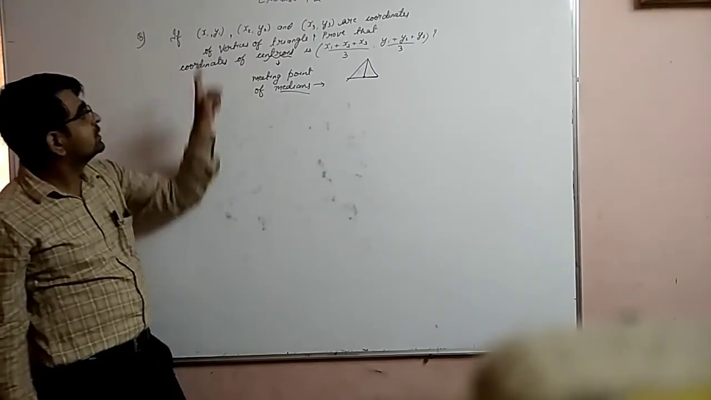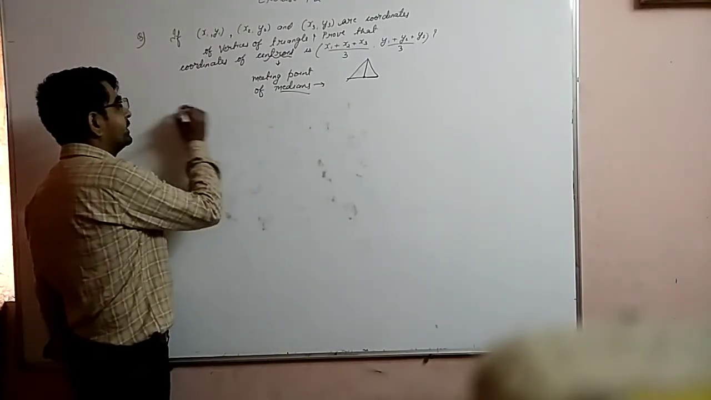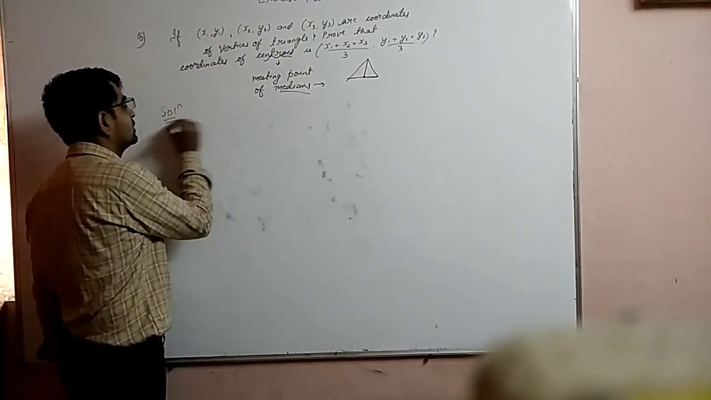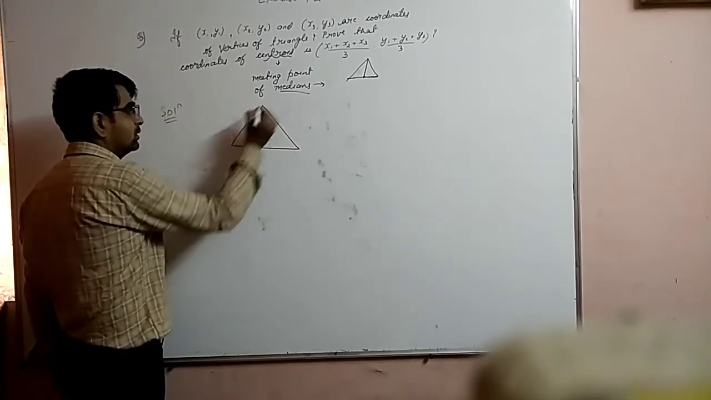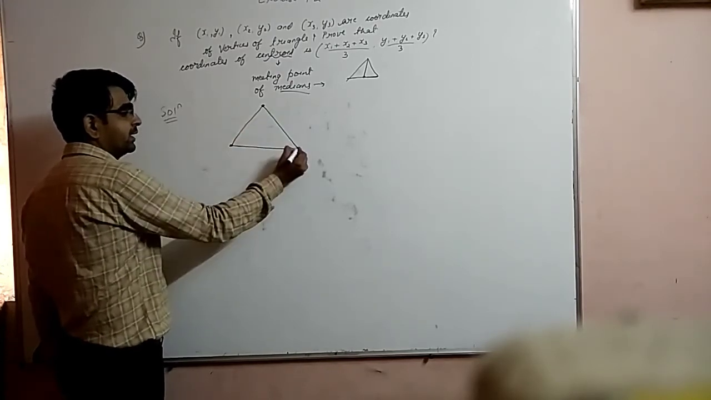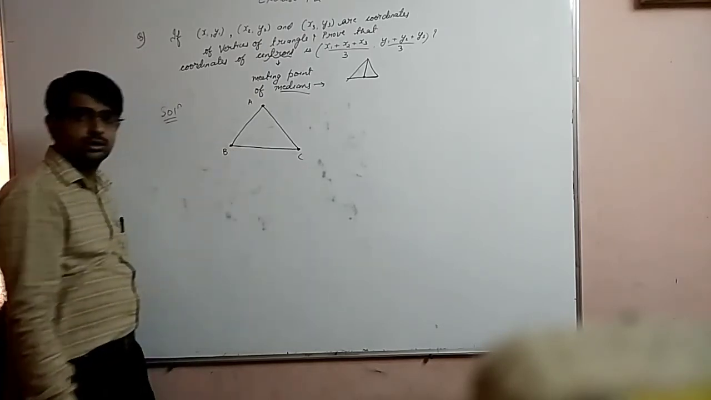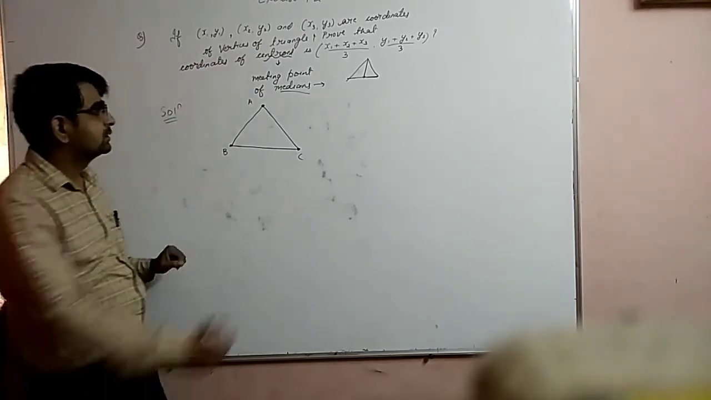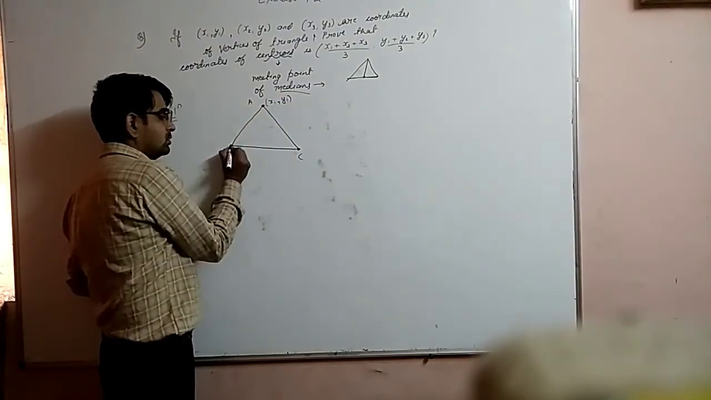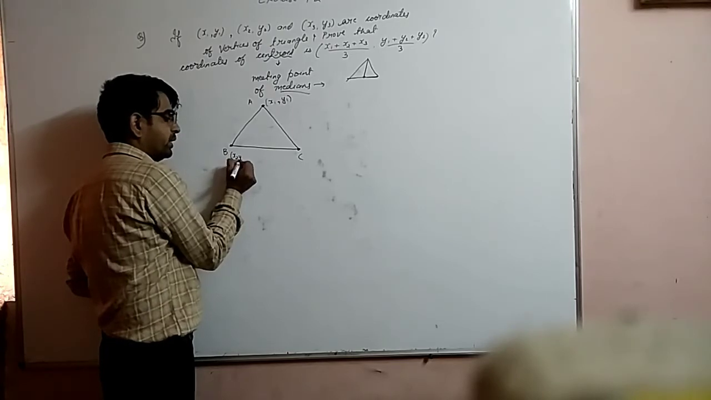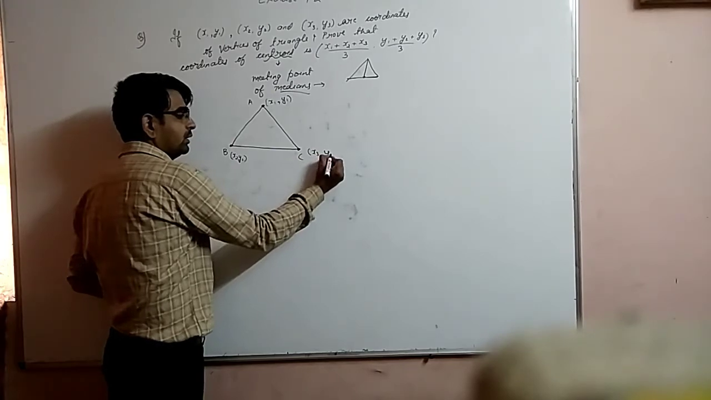Now come to the question. What we have given are the vertices and its coordinates. Suppose this is my triangle, say ABC, and its coordinates: this be x1 y1, this be x2 y2, and this be x3 y3.